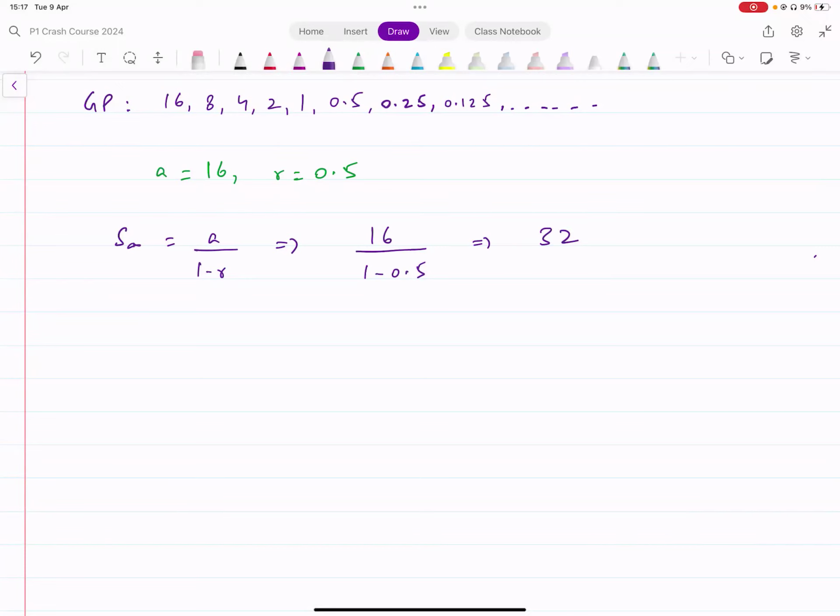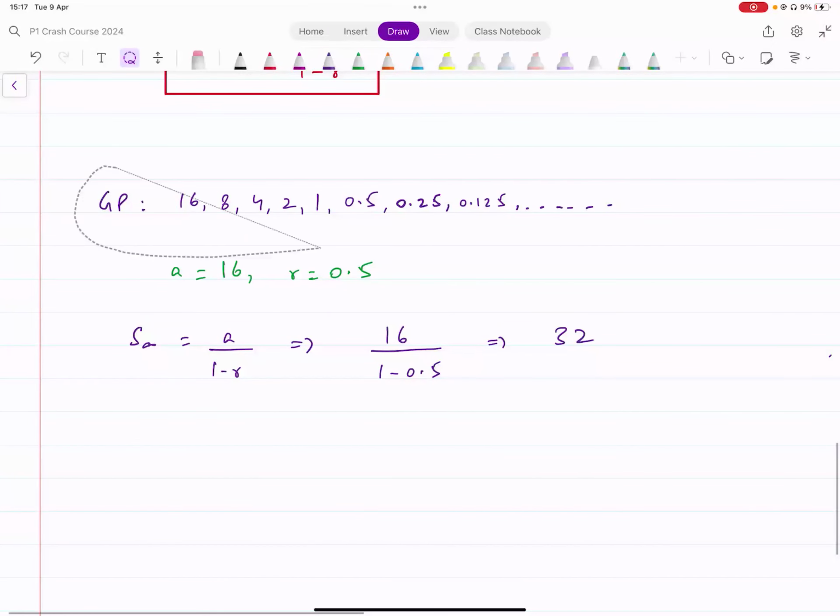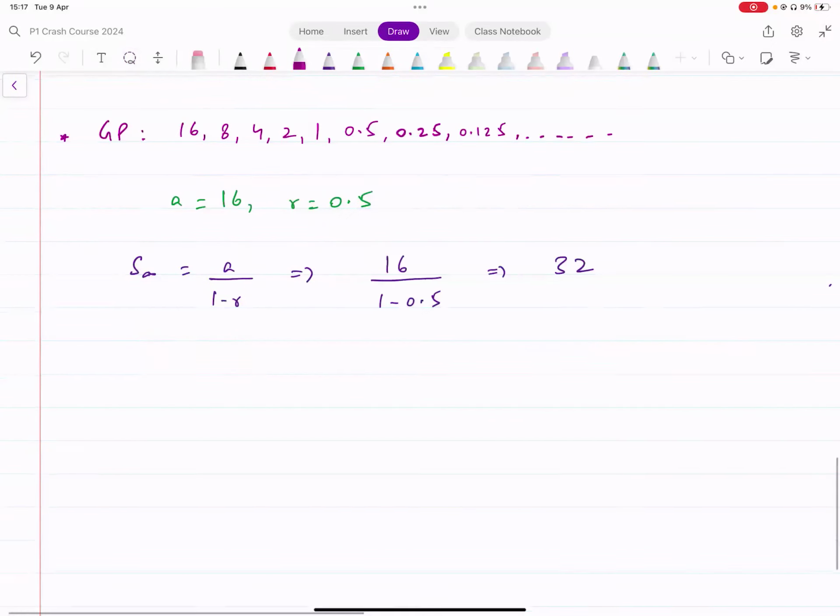Okay, now let me write down another sequence. Let's say you have another geometric progression, and that looks like this.